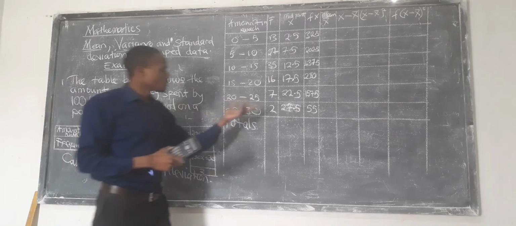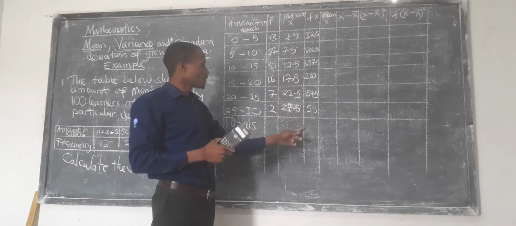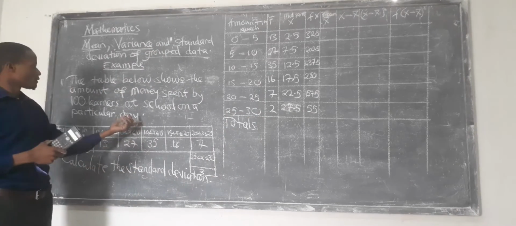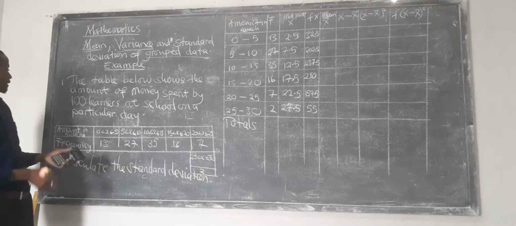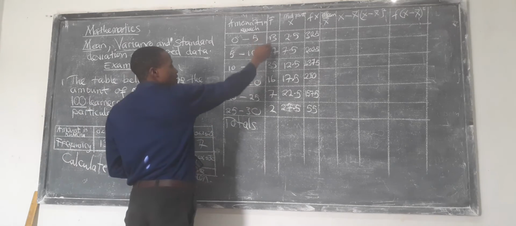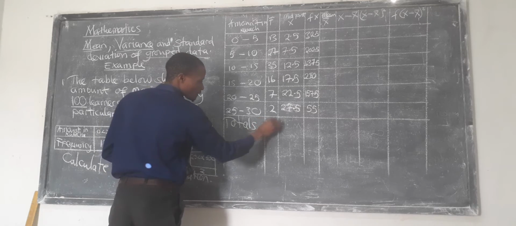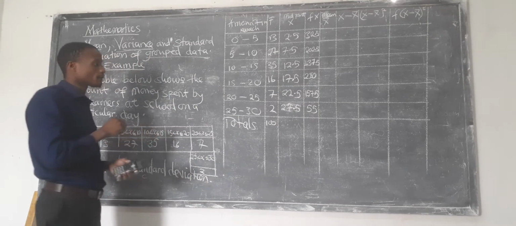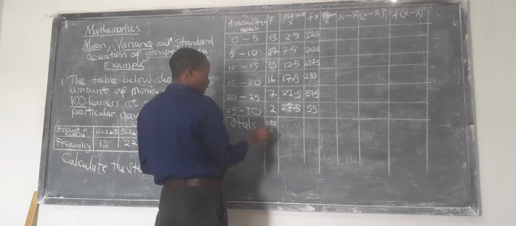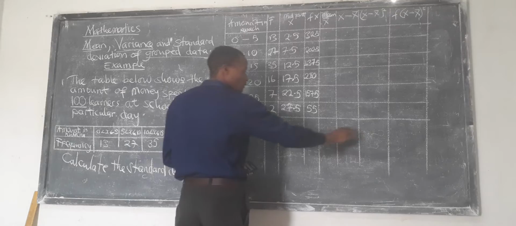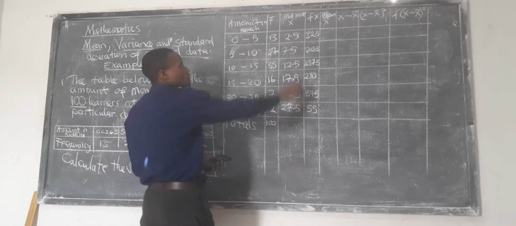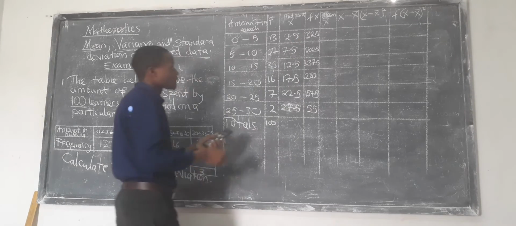Now to find the mean, you have to find the sum of the fx and the sum of the frequency. The sum of the frequency is already given in the question, saying there are 100. So when you add these numbers, they should give you 100. Now we also need to find the sum of fx. So we write the totals down, the summation of fx.